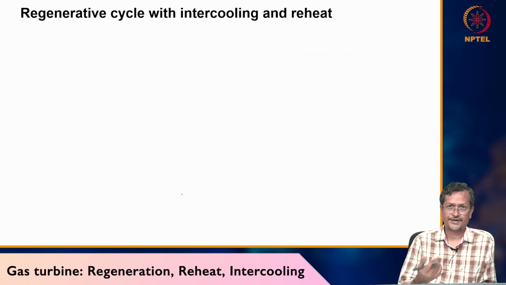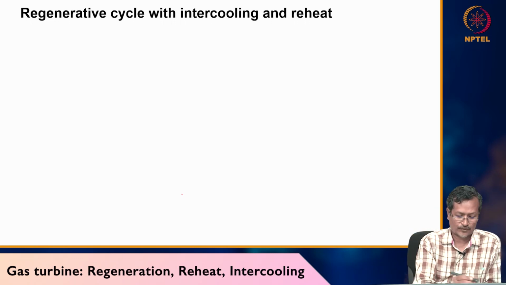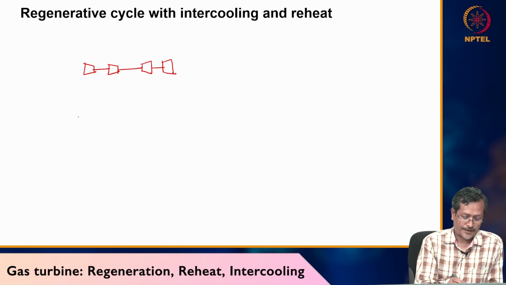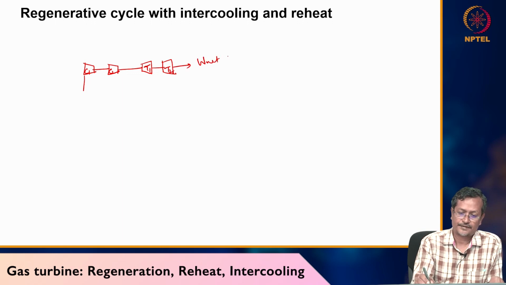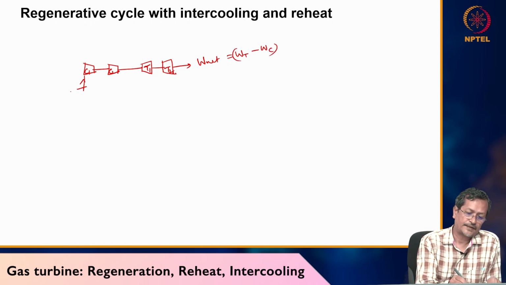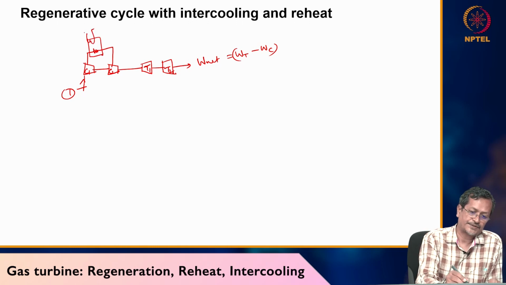Okay, now if we consider a regenerative cycle with reheat and intercooler, how will it look? Again you draw compressor 1, compressor 2, connected to the turbine, expansion. Now C1, C2, T1, T2, W net equals W turbine minus W compressor. C1 is getting air, and between C1 and C2 there will be an intercooler. I'll draw one box here, one line coming like this, going like this. So this is the intercooler.